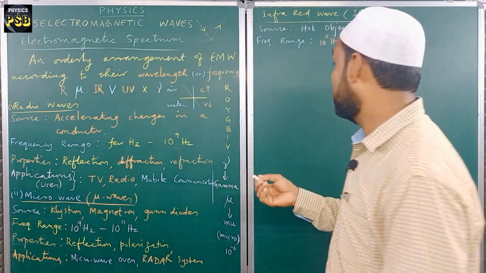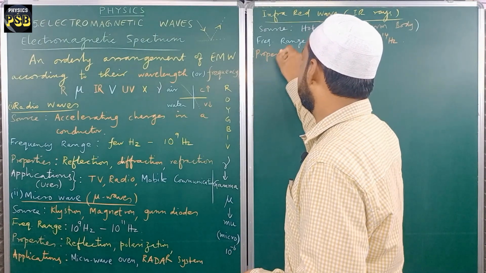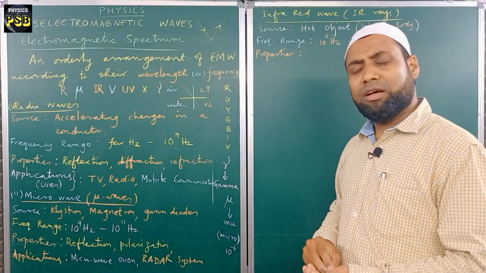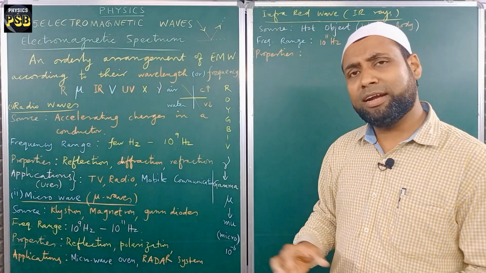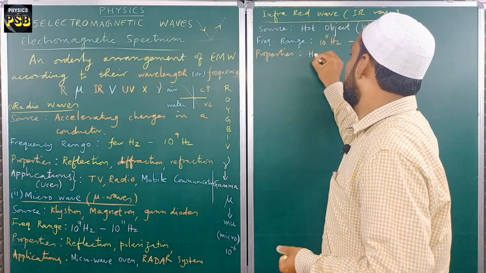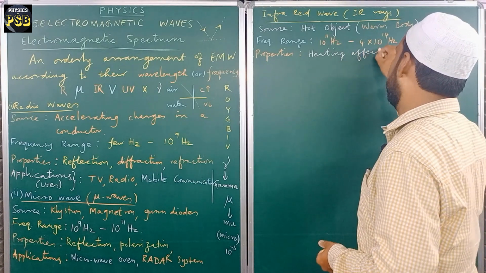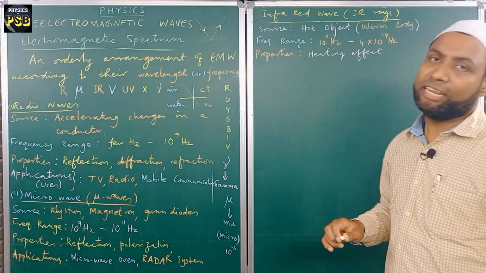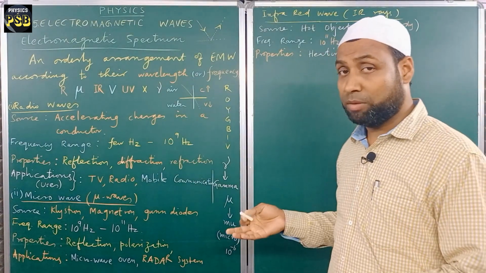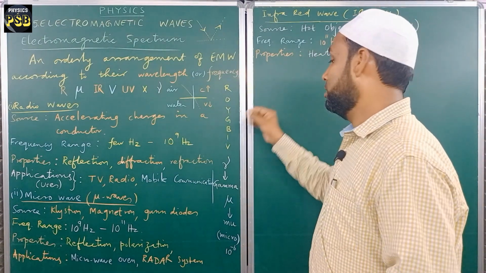Now, properties. What are the different properties it possesses? Let's find out. Infrared rays have an important property of heating objects. When they fall on something, they heat up that object. It has a heating effect. And that's how it is used in medicine. How it is used in medicine, we'll see in the next title, applications.